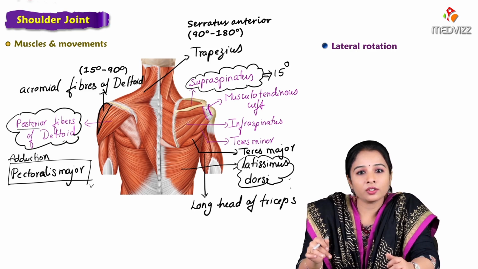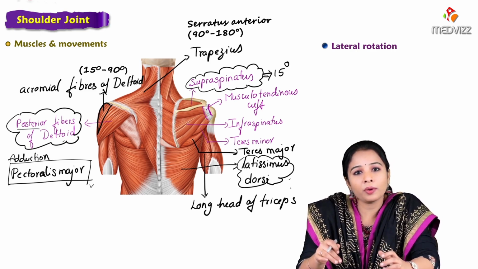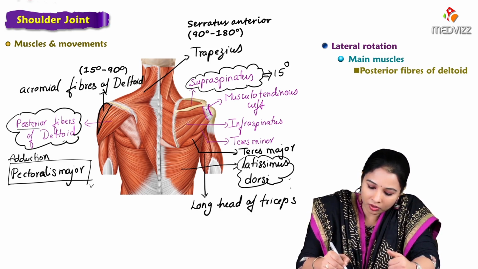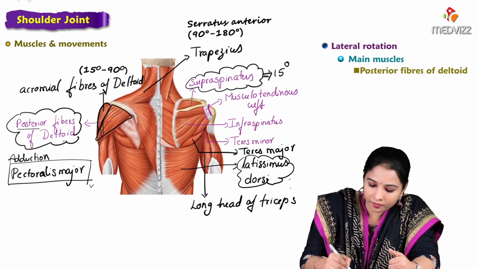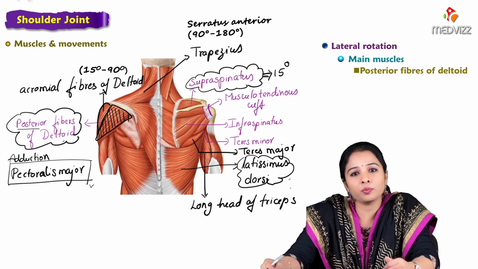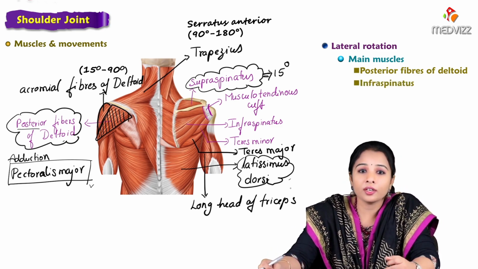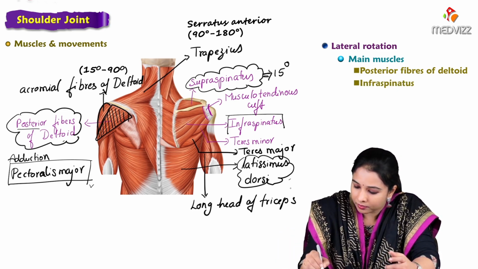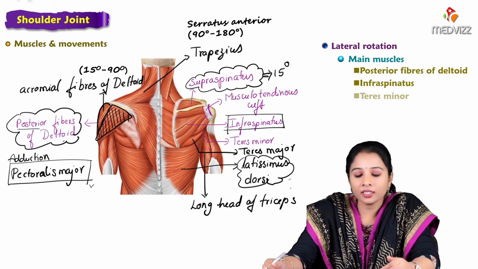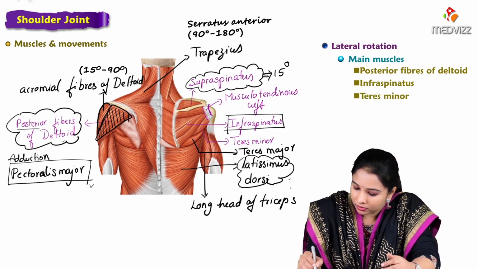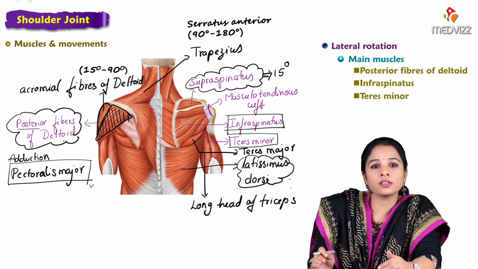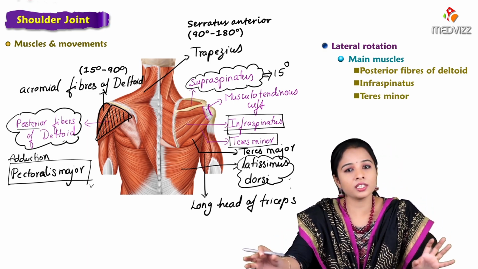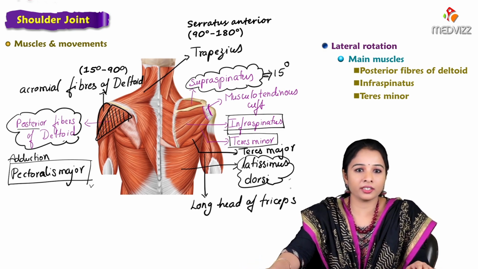Next, about the lateral rotation. Lateral rotation is brought by the posterior fibers of deltoid. So here are the posterior fibers of deltoid. So lateral rotation is by the posterior fibers of deltoid, the infraspinatus muscle. So this is the infraspinatus muscle, and also by the teres minor muscle. So these posterior muscles will help in the lateral rotation of the shoulder joint. So these three are the primary muscles which help in the lateral rotation.